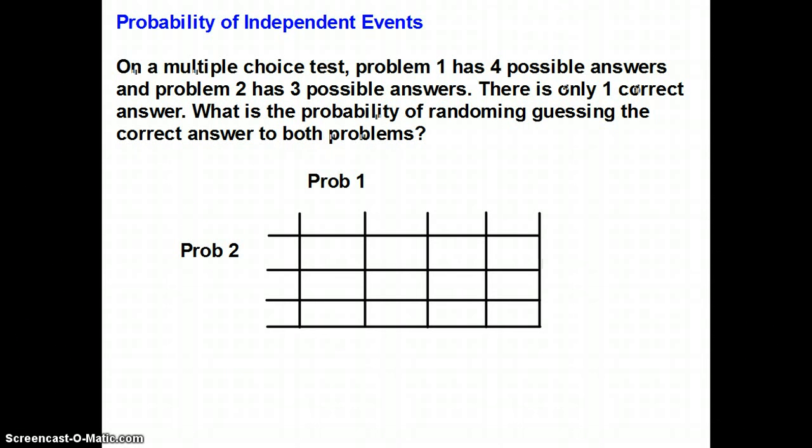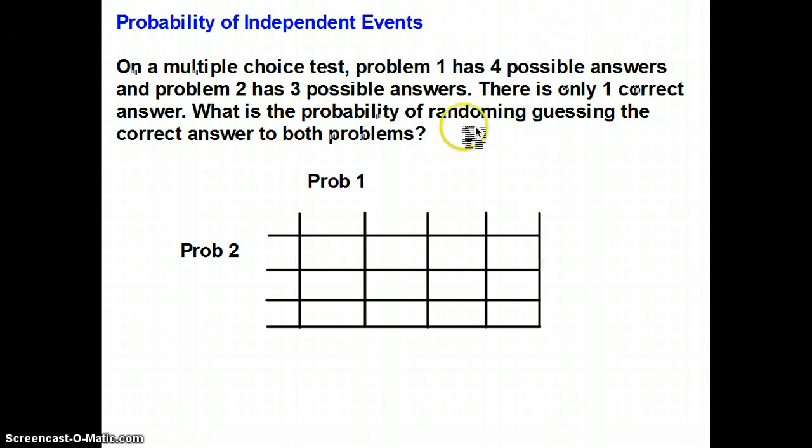Okay, so for our next problem, we have a multiple choice test. Problem 1 has 4 possible answers and problem 2 has 3 possible answers. There is only one correct answer. What is the probability of randomly guessing the correct answer to both problems?